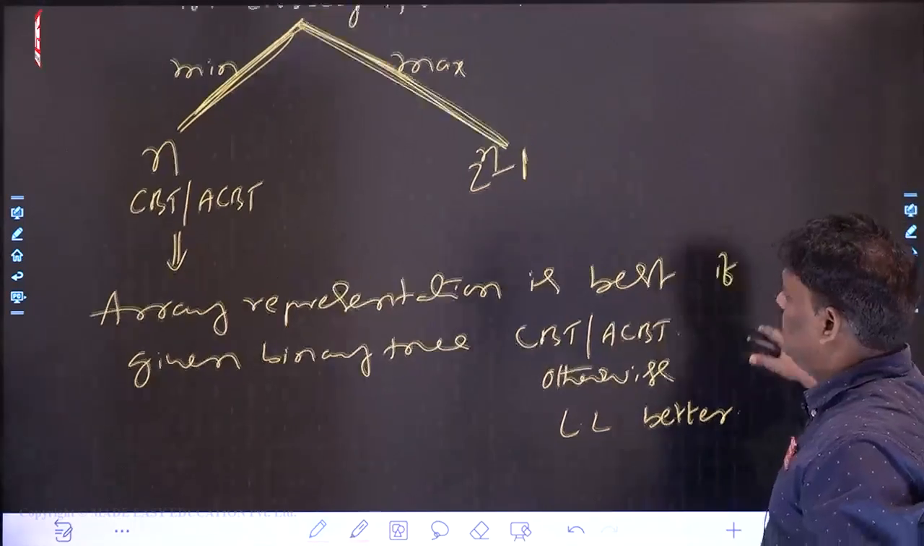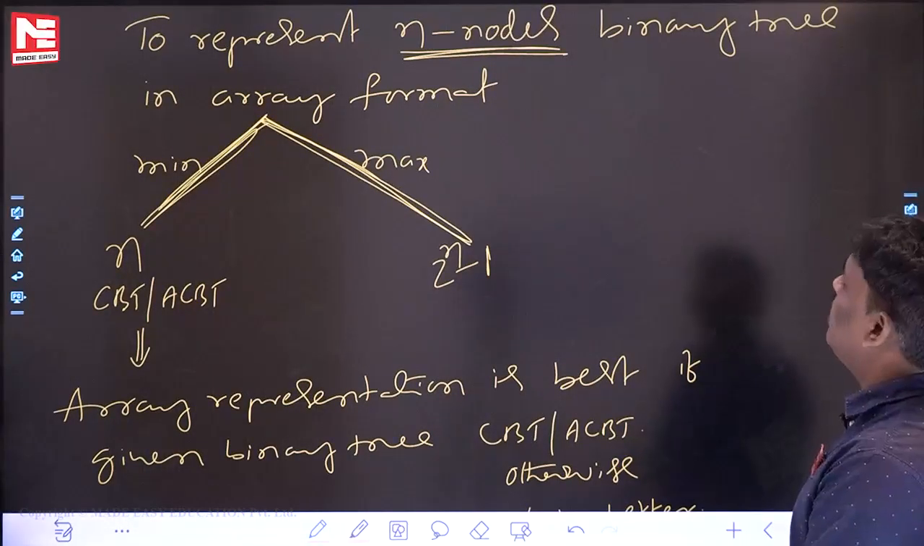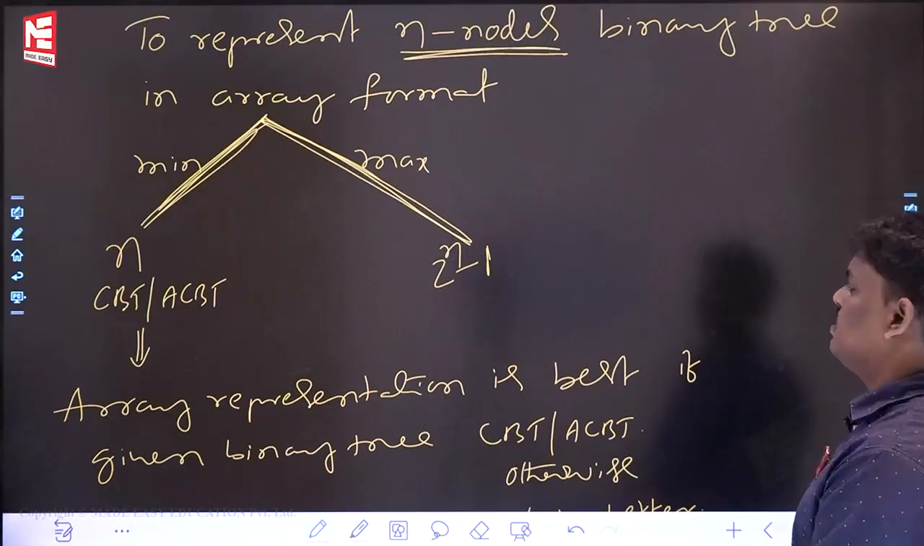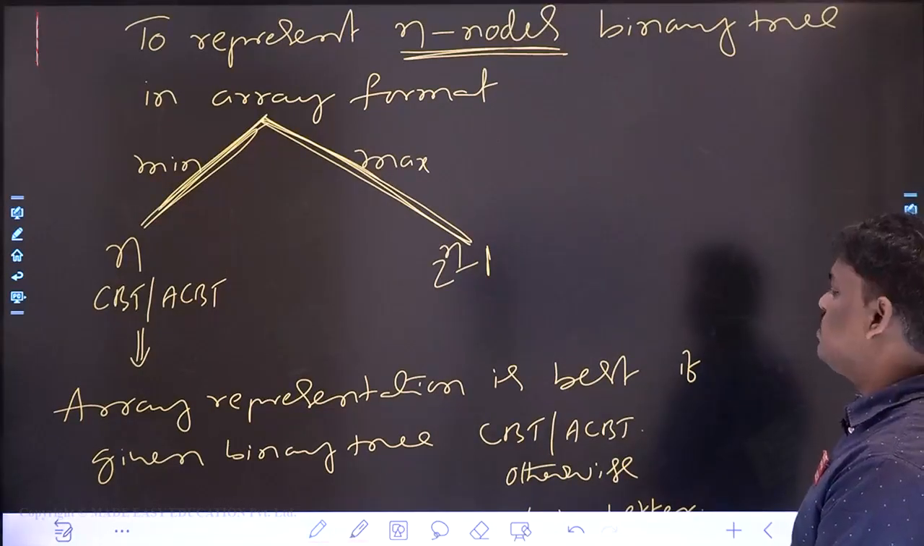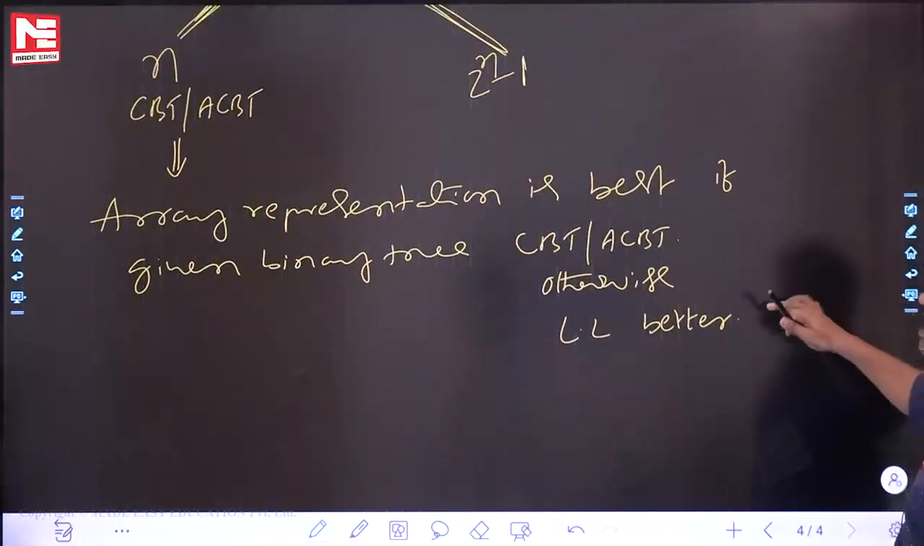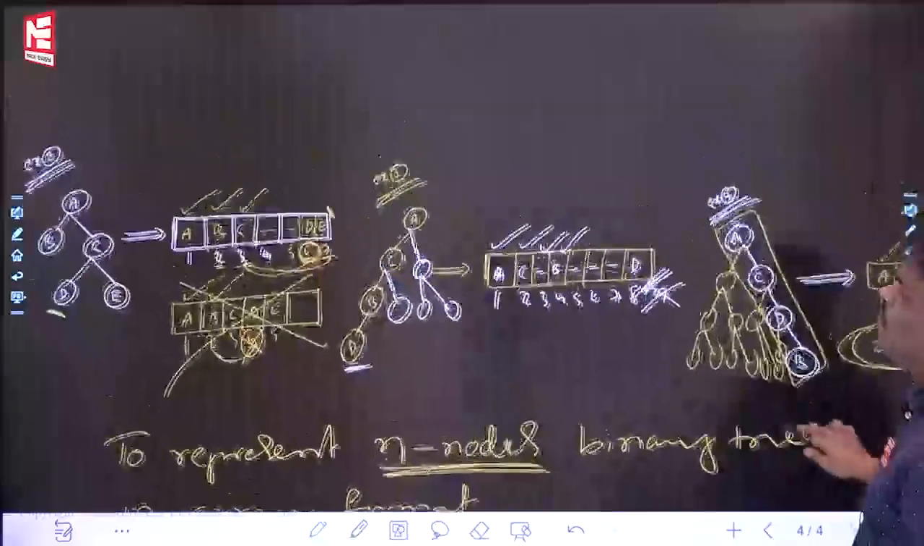Fine. That is the story. To represent an n-node binary tree in array format, the minimum is that much, the maximum is this much. Array representation is best if the given binary tree is a complete binary tree or almost complete binary tree. Otherwise, linked list is better. I am thinking all these things are okay.